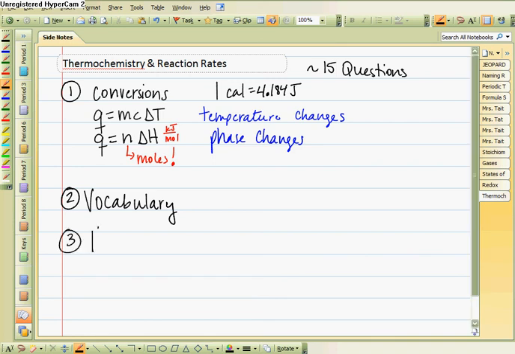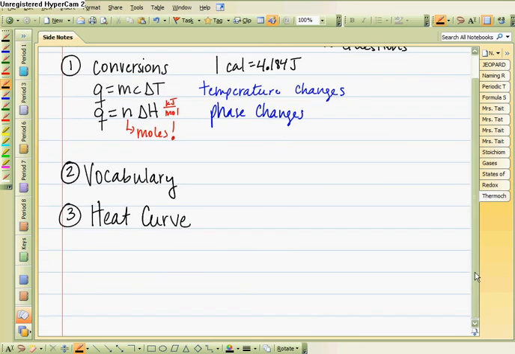Also with thermochemistry, you will see the heating curve again, right? The heating curve that had the different phase changes and the temperature changes. We also saw this earlier in the states of matter unit and repeated it again briefly here in this unit. So make sure you review the heating curve and how that relates to energy changes. Okay? So that's the thermochemistry portion.